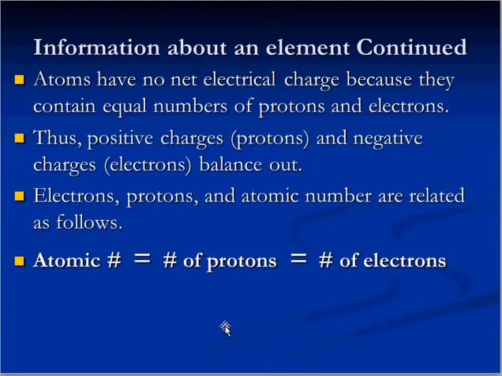More information: atoms have no net electrical charge because they contain equal numbers of protons and electrons. In other words, positively charged protons and negatively charged electrons balance each other out. Electrons, protons, and atomic number are related as follows: the atomic number equals the number of protons, which equals the number of electrons. I want to emphasize that this is the case for neutral atoms. We'll discuss later where this is not the case. The atomic number and number of protons are always the case. It's the electrons that will change.